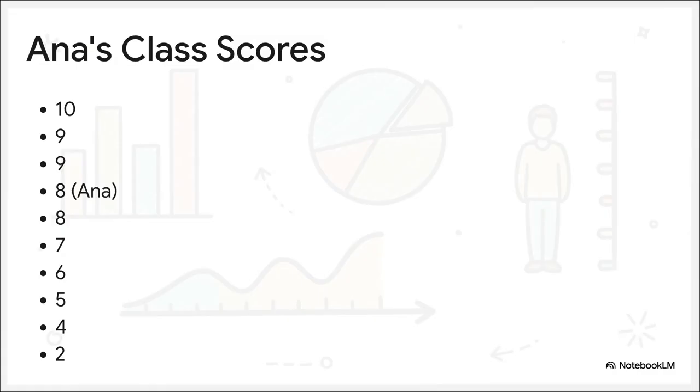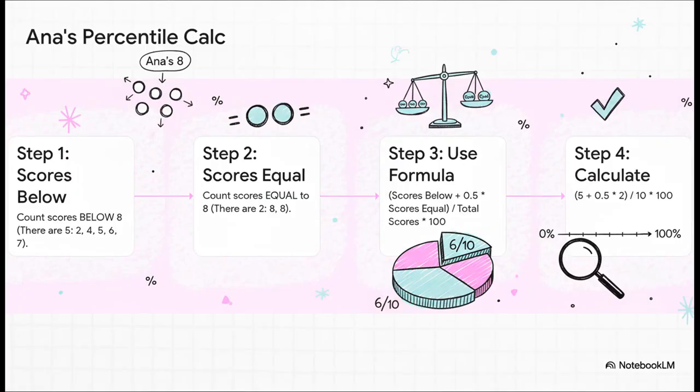So, to figure out Anna's percentile, we need more information. We need to see how everyone else in her class did. And here are the scores. You can see there was one perfect 10, a couple of 9s, and then there's Anna's 8, which you'll notice she shares with another student. This context changes everything. Okay, let's walk through the math here. First, we just count up all the scores that were lower than Anna's 8. If you look at the list, there are 5 of them. Simple enough. Next, we count how many people got the exact same score as Anna. In this case, that's 2 people.